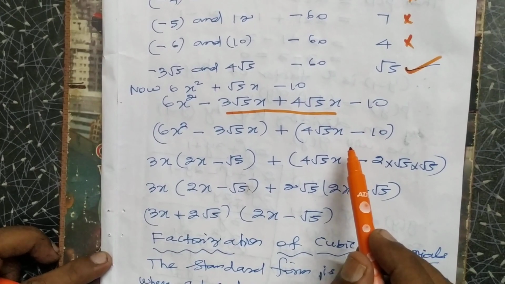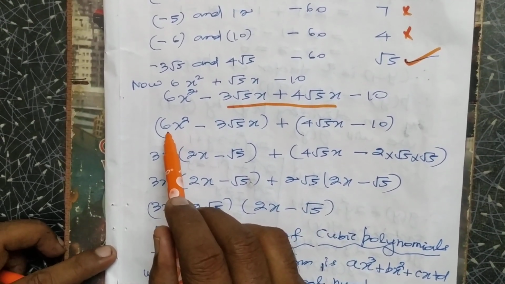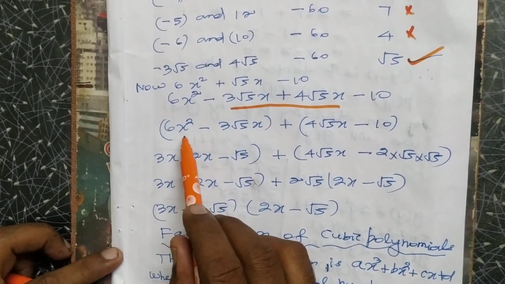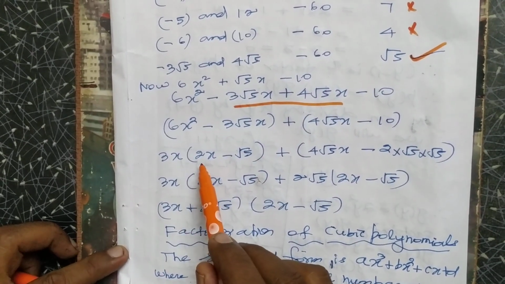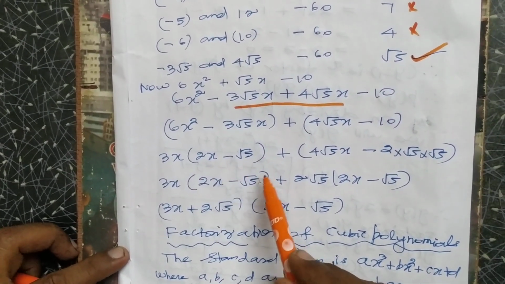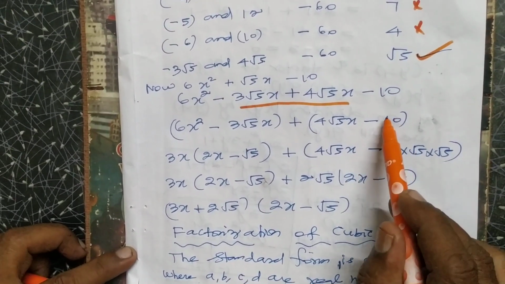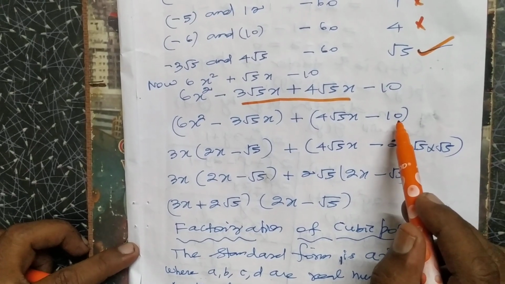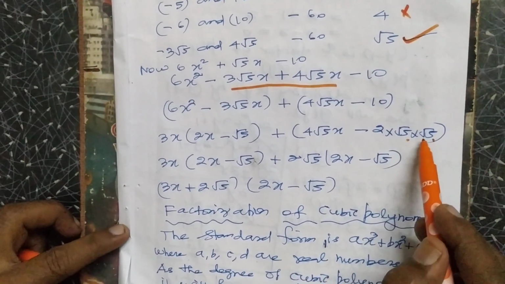Then grouping: 3 twos are 6, so 3 into root 5. You take out 3 as the common number, and for the variable, x square is x into x, so x is common. Therefore 2x minus root 5. Here 10 root 5 is not there, but it can be written as 2 into 5, and 5 can be written as root 5 into root 5. Therefore, you split like that.